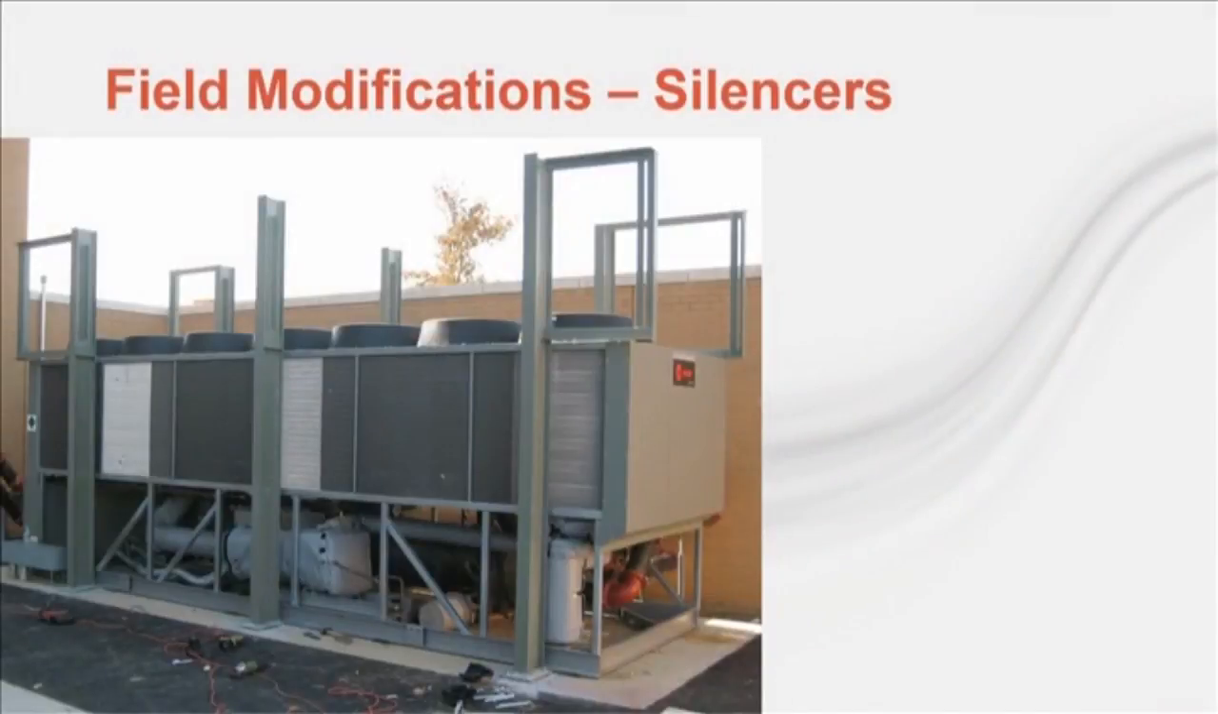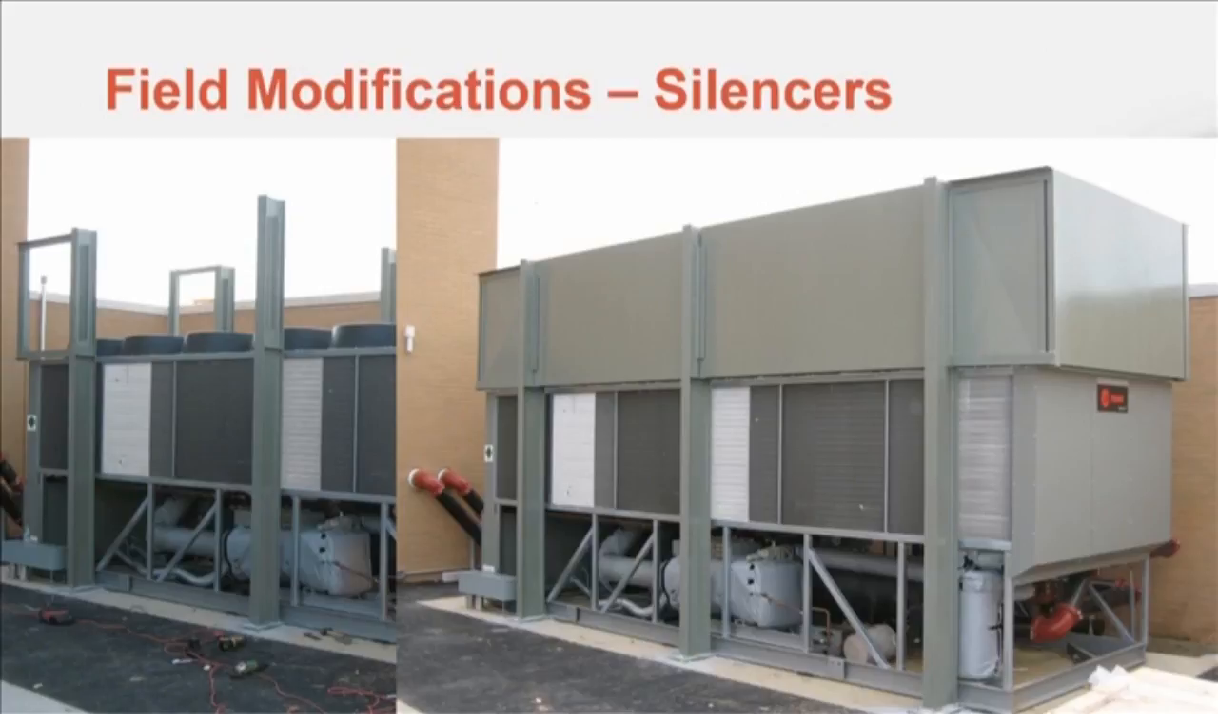So here's an example of another air-cooled chiller that has both compressor and condenser fan attenuation. Notice the compressor and the refrigerant lines are wrapped. Also, note the large structure being built around the chiller. Here, you can see the final, complete product with silencers.